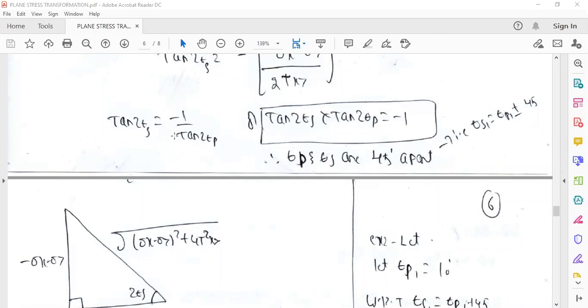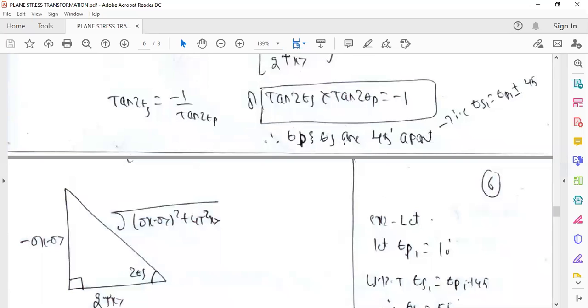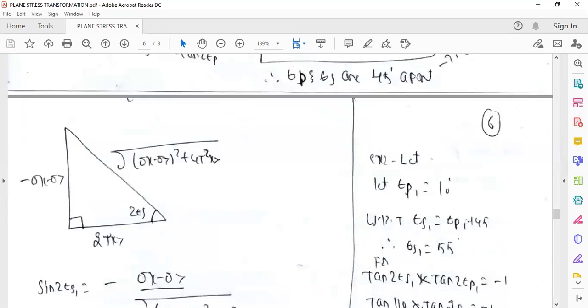Now, this is 2 theta s and 2 theta p. I can write they are mutually perpendicular to each other. Let us take the expression tan 2 theta s into tan 2 theta p is equal to minus 1. I will take an example. But before that, therefore, theta p and theta s are 45 degrees apart. Keep it in your mind that theta s1 is equal to theta p1 plus or minus 45 degrees. Theta p2 is equal to theta p1 plus 90 degrees.